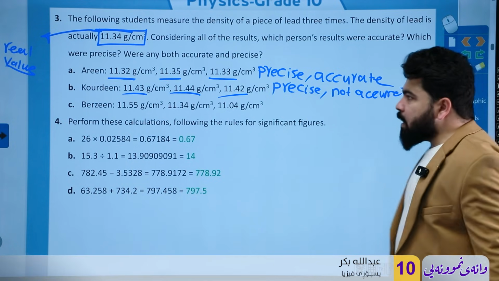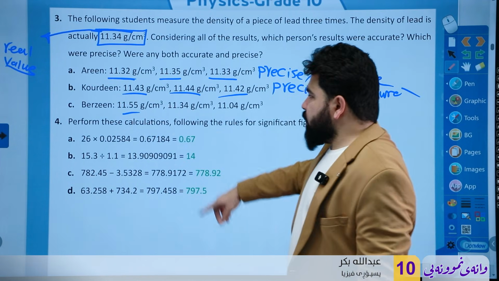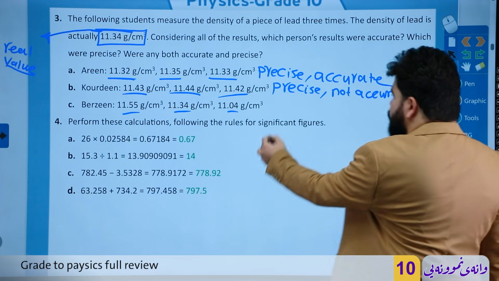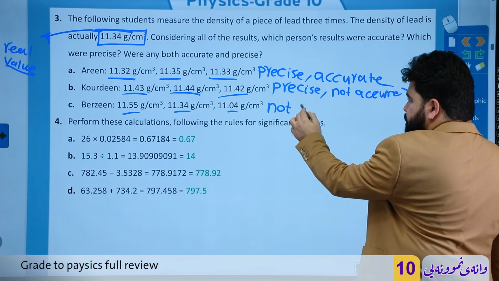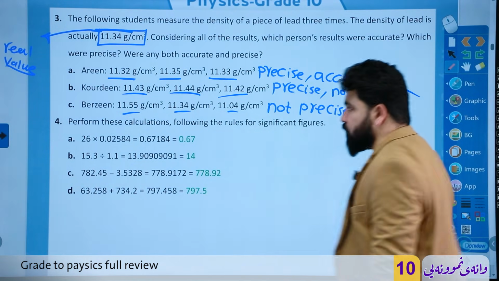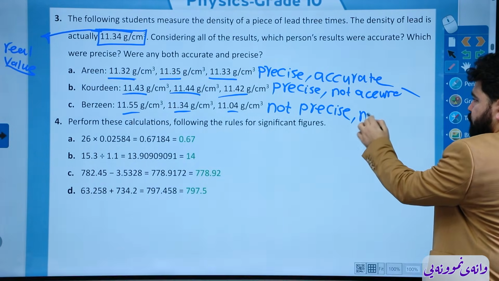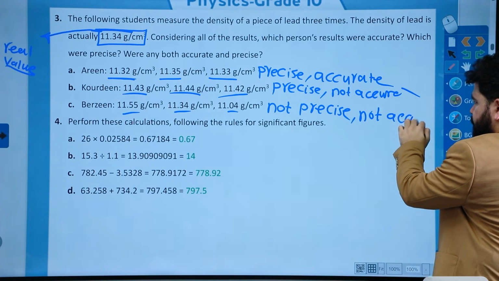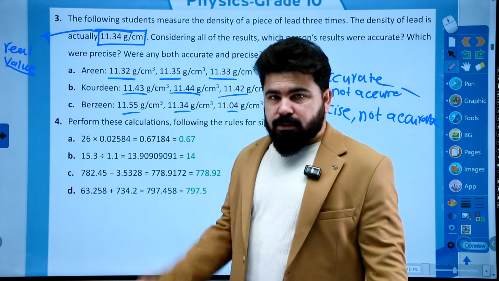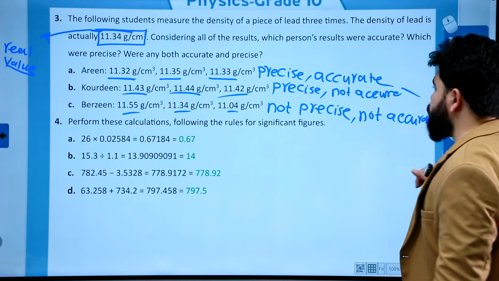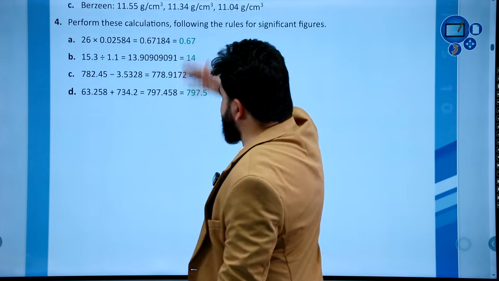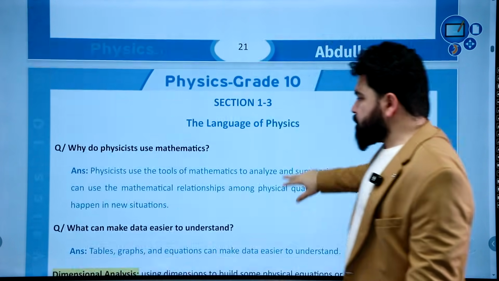They are not accurate. The third one, he got 11.55, 11.34, and 11.04. Are the numbers close together? No, so not precise. Are the numbers close to the real value? The real value is 11.34, so they are not accurate either. Precision is how close the numbers are to each other, and accuracy is how close the numbers are to the true value. Do these calculations yourself, they're not that important.